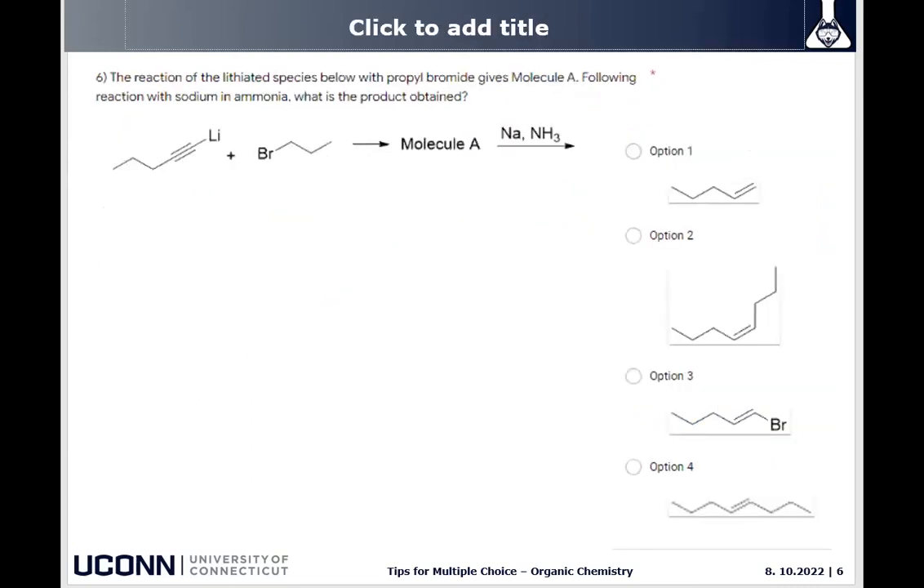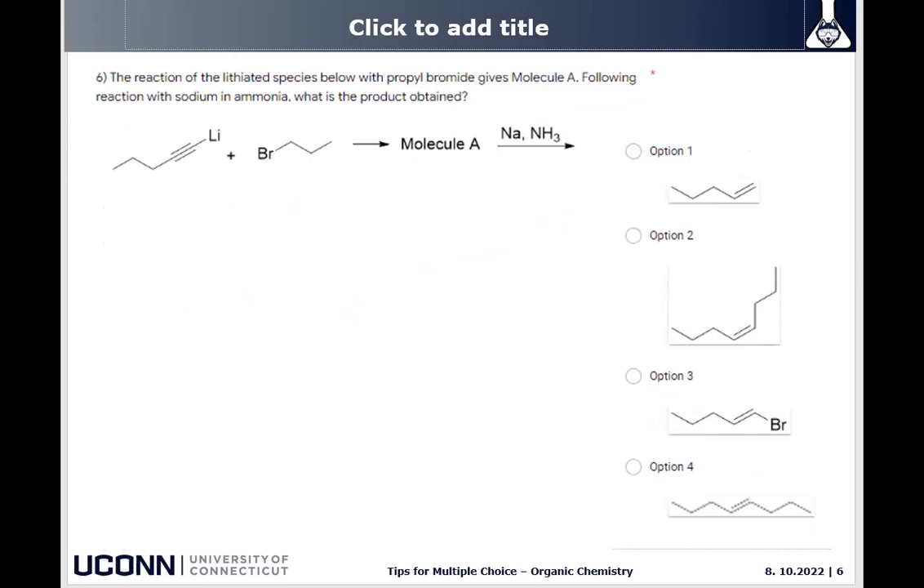Last example is getting towards multi-step chemistries and multi-step processes. Again, let's now start to do a coupling reaction to form molecule A, and then we react sodium and then ammonia, and whatever chemistry that does, in order to give us this product.